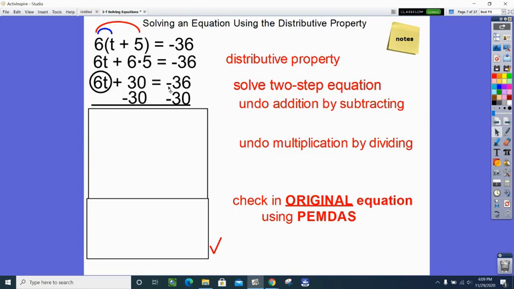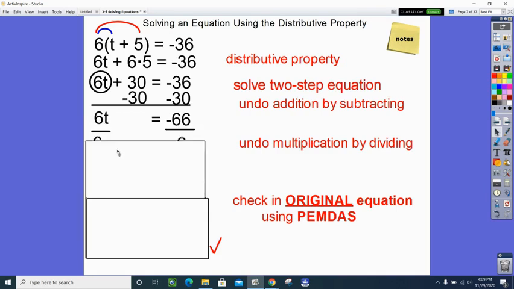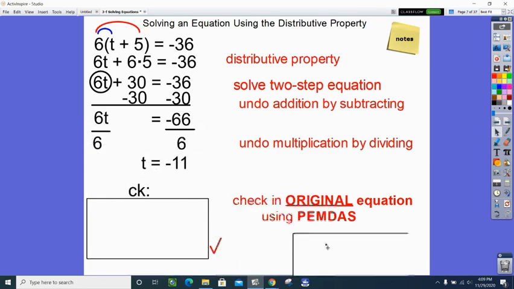And now I want you to think, what is -36 minus 30? I want you to think it, and then check your answer in the calculator. Did you get -66? And again, to undo that one step of multiplying by 6, we're going to divide both sides by 6. And our answer, we think, is -11.